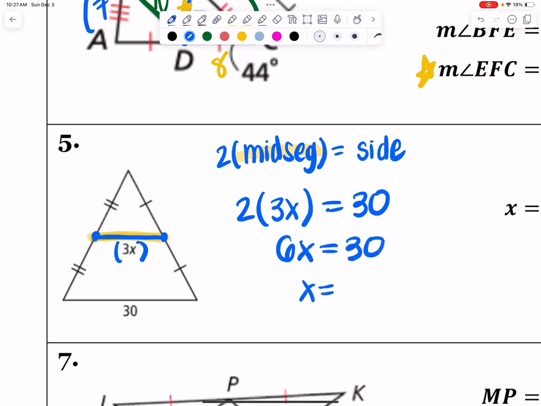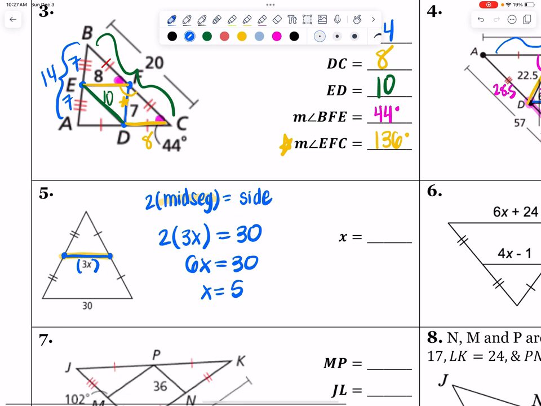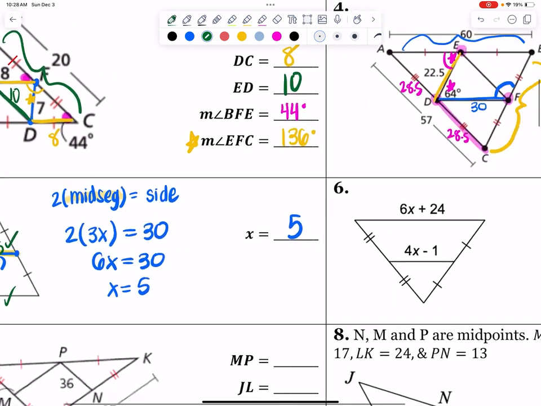X equals 5. We always check ourselves before we wreck ourselves in my class, which just means go back and plug it in and make sure that that actually makes mathematical sense. So if I plug this in, that would give me a side length of 15 for this mid-segment, and then 30 for the third side, which is exactly half.